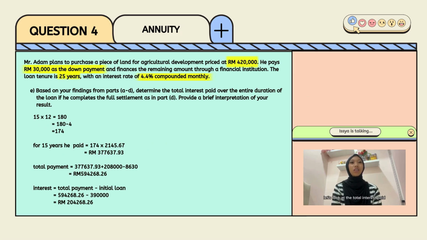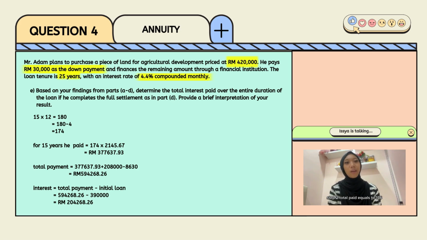Finally, part D. Let's look at the total interest paid. First, we find how many regular payments he made. That is, he missed 4 months and the loan was 25 years total but settled 10 years early. First, he paid for 15 years but we subtract the 4 months ended in part C. So 180 minus 4 equals 176 regular payments.